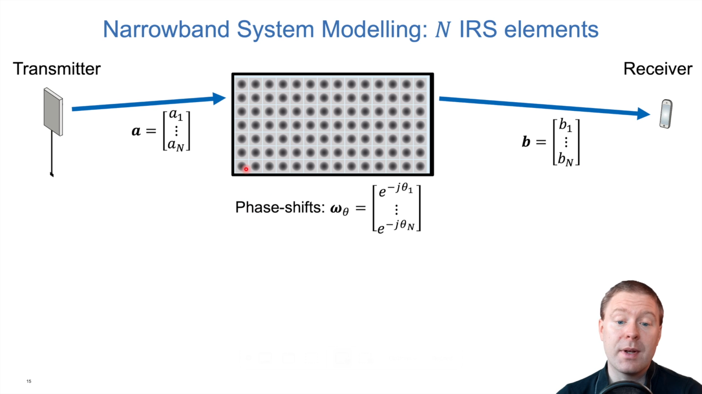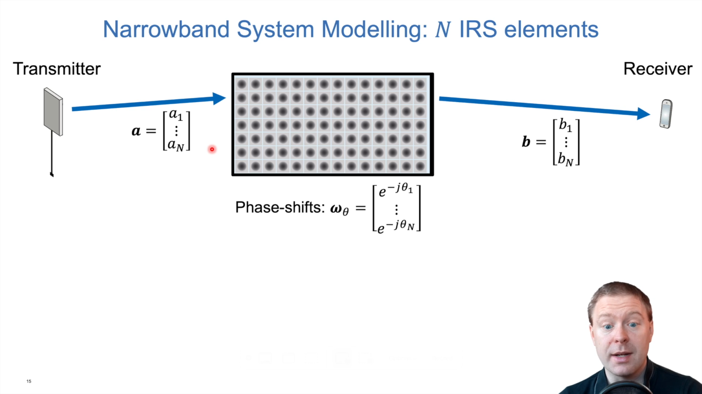And then the interesting thing is what happens within the surface. We have a phase shift that we can control, described by this vector, omega of theta, and it's e to the power of minus j theta 1, theta 2, and then theta N. So these are the different phase shifts. So what will then happen at the receiver? Well, we have 3 different impulse responses.